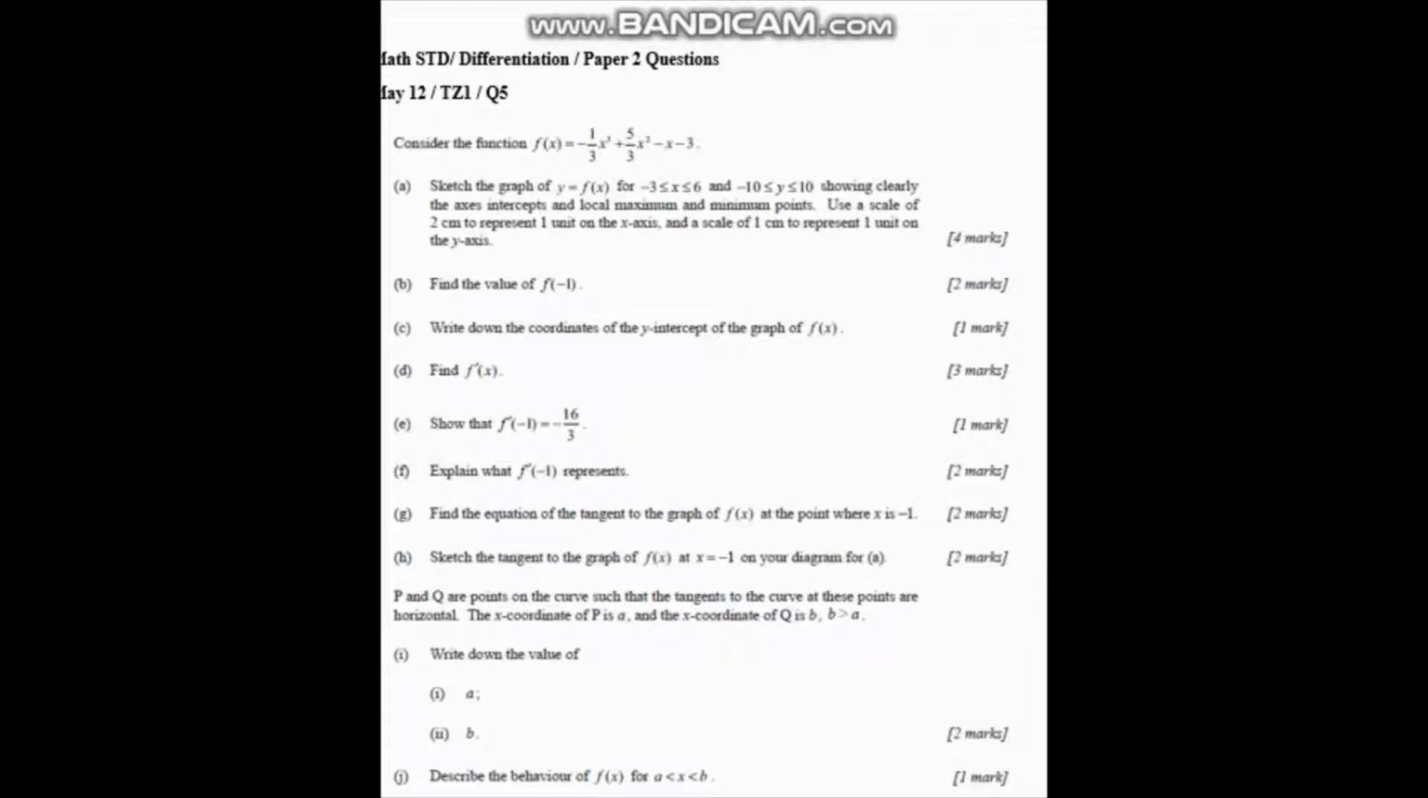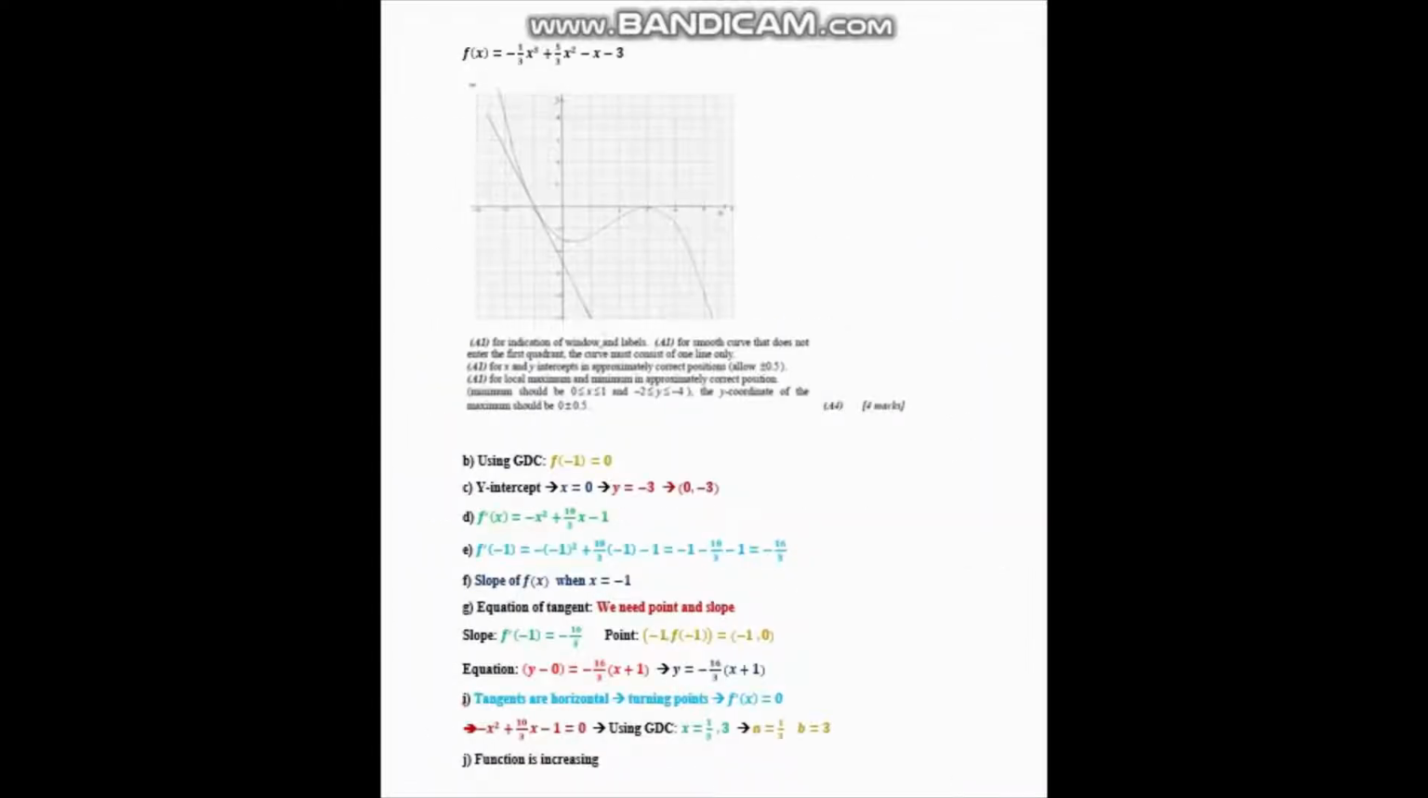Now in question E, you are required to show that f dash of -1 is -16/3. So unfortunately, since you are already given the answer, you cannot just use the GDC function in order to find the slope at -1. You have to do it manually here. So I simply substitute x for -1, and instead of this x I have a -1 right there. Similarly for this x, and the answer does in fact turn out to be -16/3.